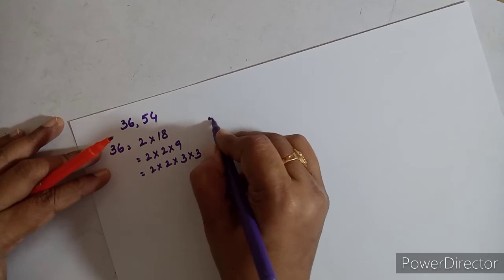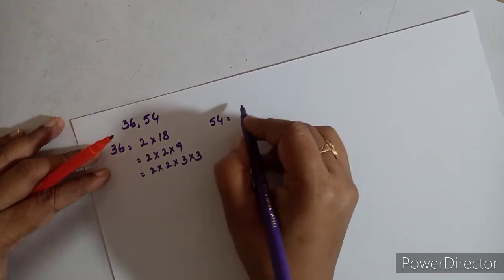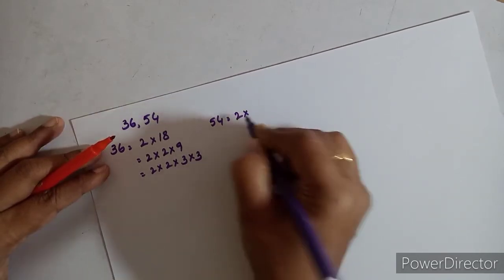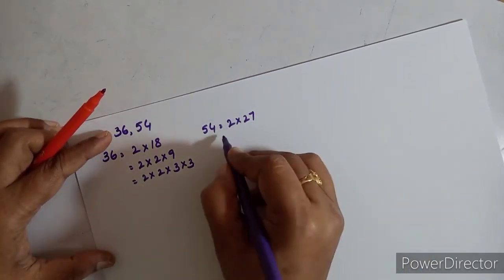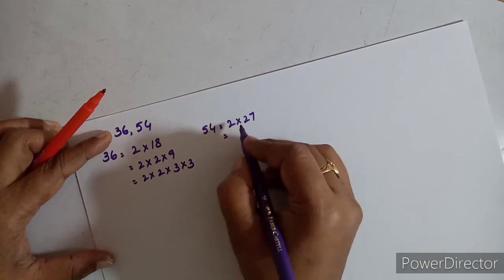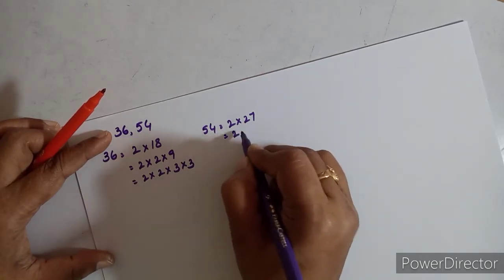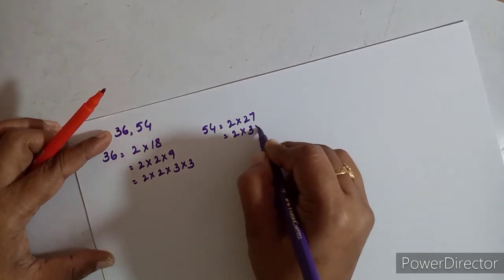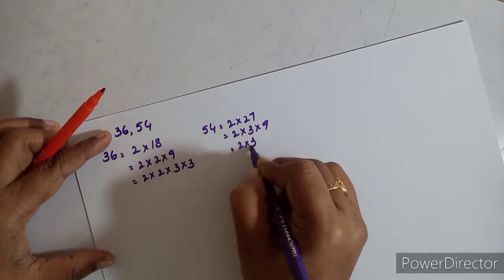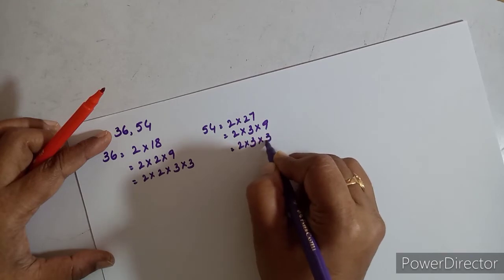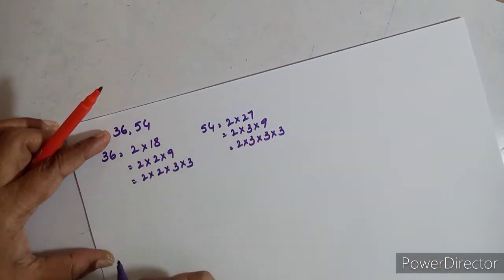Now let us try 54. How can you write 54? 2 into 27, the product gives 54, and 27 is not a prime number, so it can be written as 3 into 9. Both 2 and 3 are prime numbers, and 9 is not a prime number, it can be written as 3 into 3.